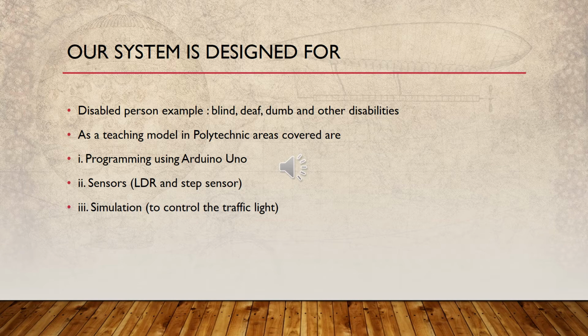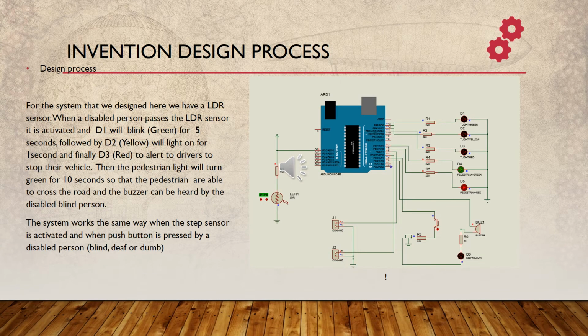Students will also cover sensors, LDR and step sensors, which they study for the semiconductor subject, and digital electronics. And students can also understand the simulation, especially the simulation to control the traffic light. Let's look at the design process of our system. For the system that we design here, we have three situations.